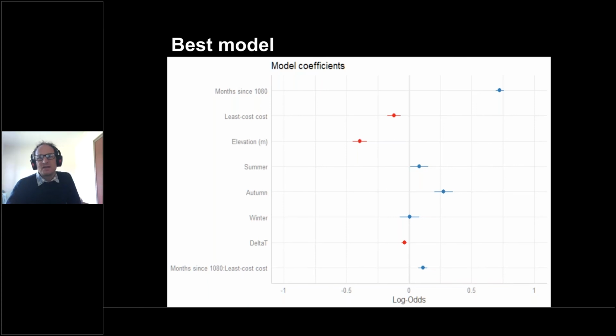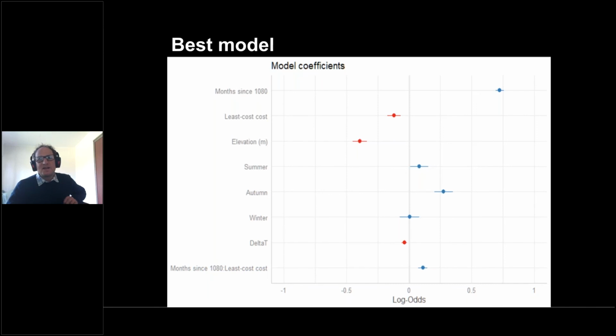Interestingly, delta T was associated with lower rates of tracking, which I find surprising, but I guess can be explained by the fact that we don't treat at random, but most treatment is coincident with mast, and so you get this negative effect from delta T when normally you might expect a positive one. And the months since treatment and least cost interaction was positive.